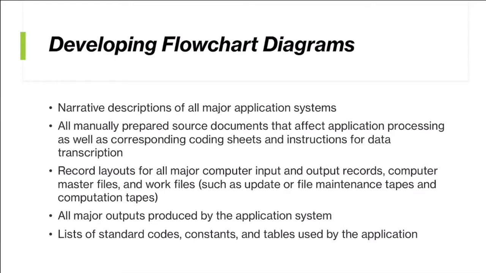And then we can develop the flowchart diagrams using narrative description of all major application systems, all manually prepared source documents that affect application processing, as well as corresponding coding sheets and instructions for data transcription. Record layouts for all major computer inputs and output records, computer master files and work files, such as update or file maintenance tapes and computation tapes, and all major outputs produced by the application system. Then list of standard codes, constants, and tables used by the application.